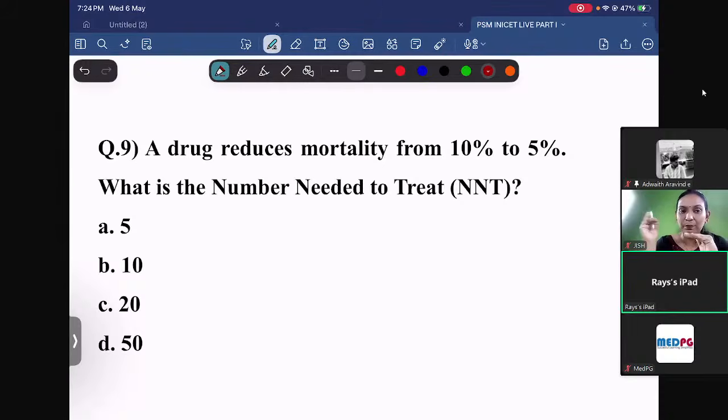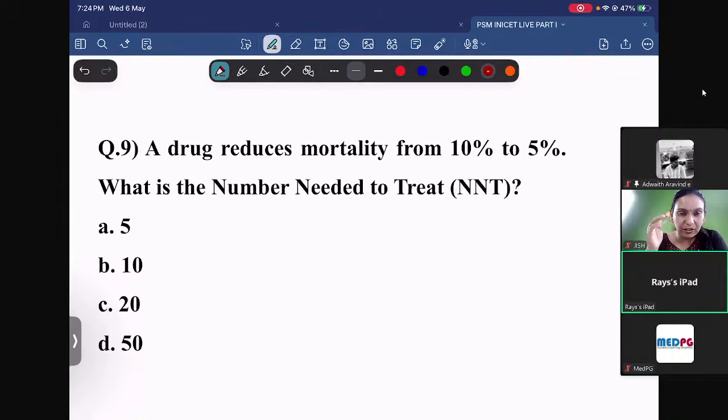Similarly, you have NNH, or number needed to harm. When there is a drug, it has some good effect. Similarly, all drugs have some side effect also, right? Which we don't want, but it happens. So NNH, or number needed to harm, is how many people I need to treat so that at least one person gets a harm, which we don't want. I don't want to harm anyone with my drug, but I cannot eliminate it completely. So after treating how many people will at least one person get a side effect? That's what I mean by NNH.